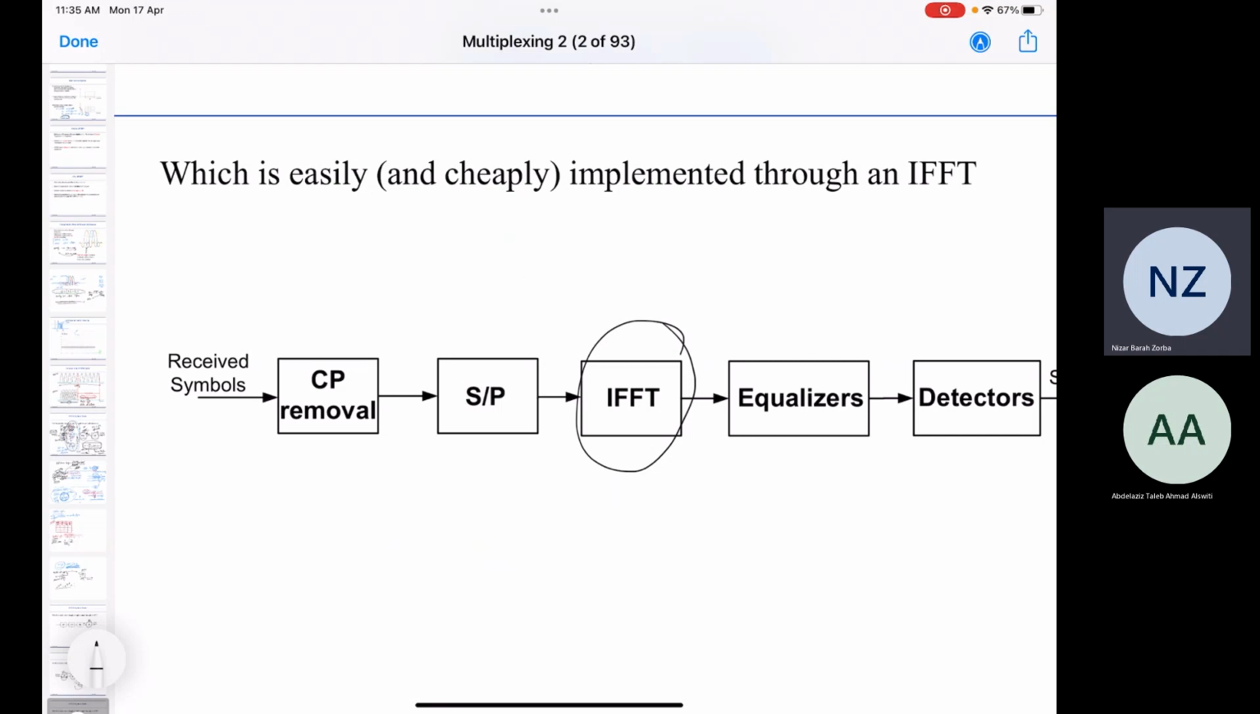Cool, clear, questions? Sure, Khaled. Also here, you could use the IFFT at the transmitter and make FFT at the receiver, as long as they reverse each other, depending on whether you are looking at a signal in time or frequency. Okay. Questions?